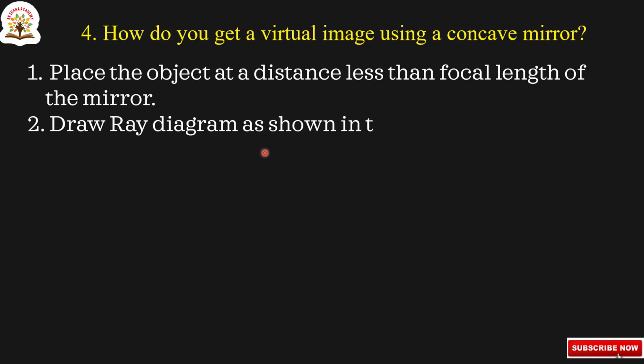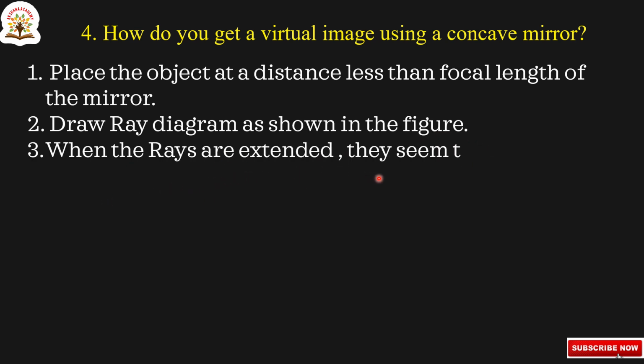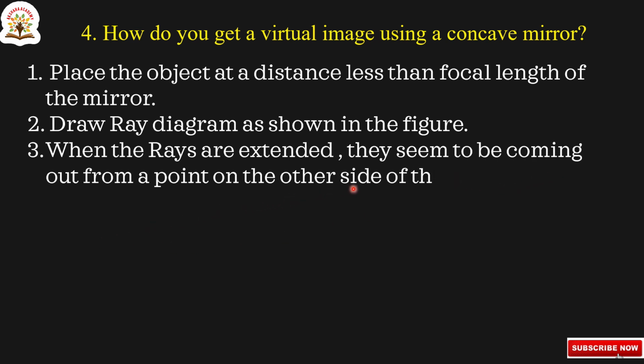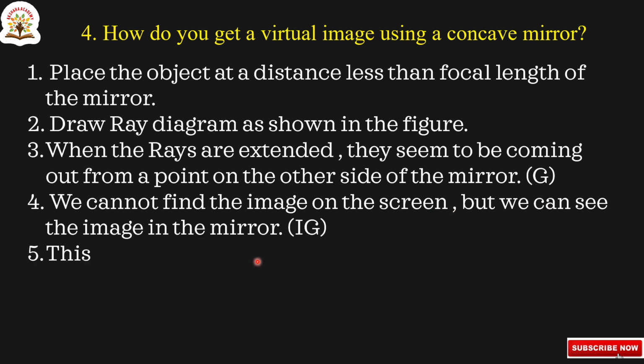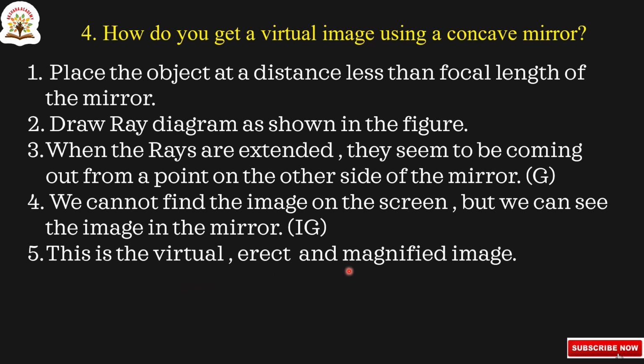Draw a ray diagram as shown in the figure. When the rays are extended, they seem to be coming out from a point on the other side of the mirror. We cannot find the image on the screen, but we can see the image in the mirror. So this is a virtual, erect and magnified image. Now let us see the ray diagram of this situation.